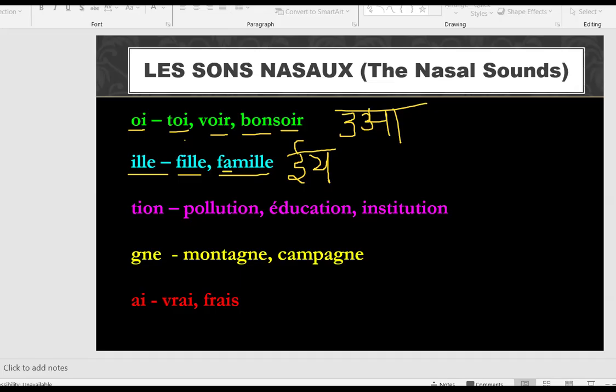I have this thing in a reel on Instagram as well. For example, wheel, here we do read the L. So there are certain exceptions that will come. Wheel is an exception, you can write it with a star mark.